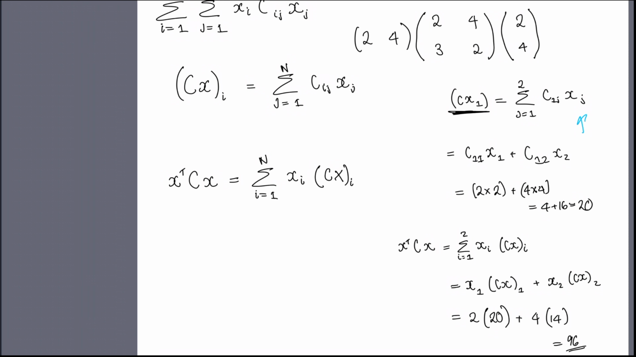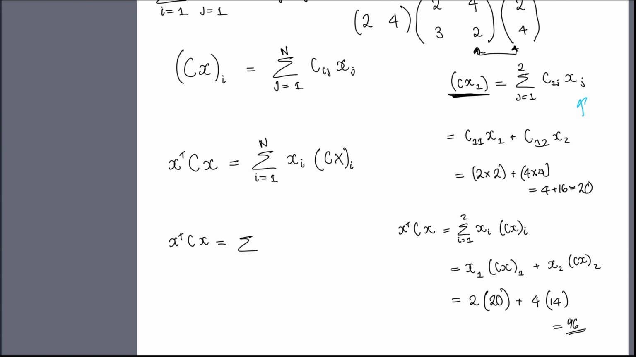So what we've done is these two, this matrix and this vector, multiplied by that same vector, which is now being transposed. Now, of course, you might be wondering why I've written this. That is because we can write this as this sum.